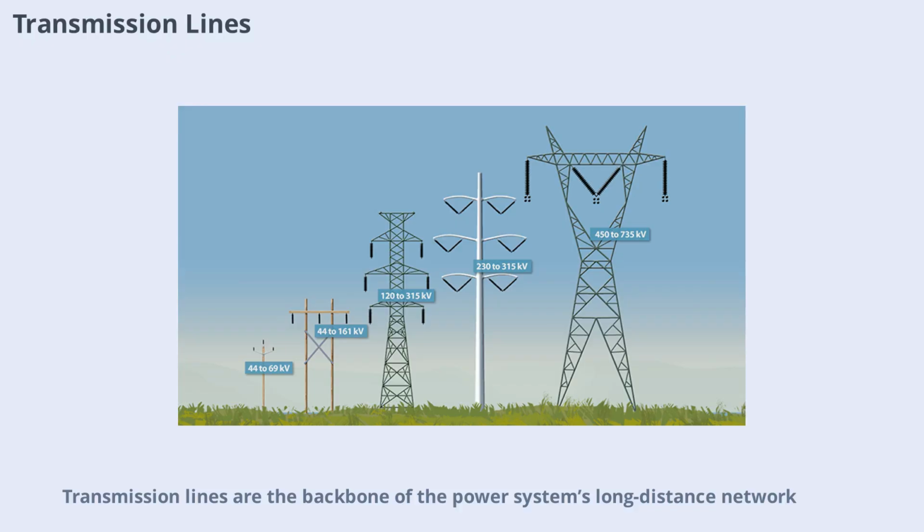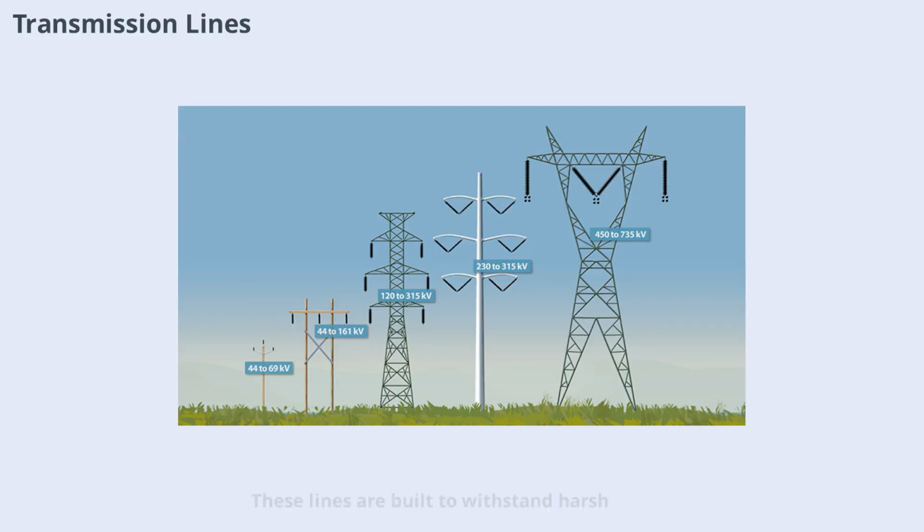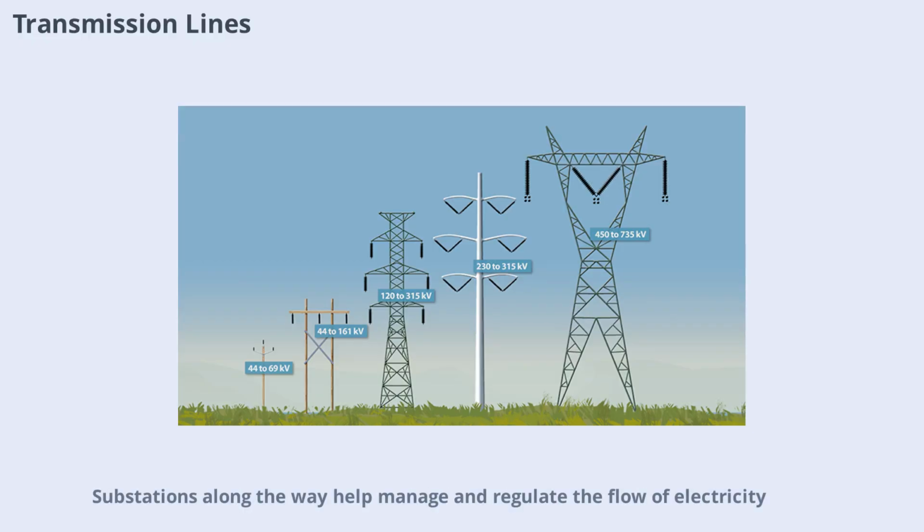Transmission lines are the backbone of the power system's long-distance network. They stretch across countries, connecting power plants to cities and industrial centers. These lines are built to withstand harsh weather and carry electricity safely and efficiently. Substations along the way help manage and regulate the flow of electricity, adjusting voltage levels and ensuring stability and reliability across the entire network.